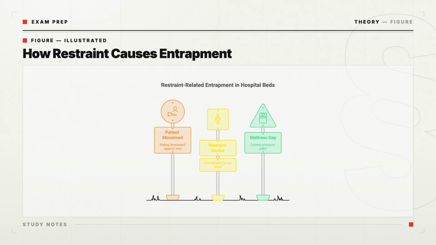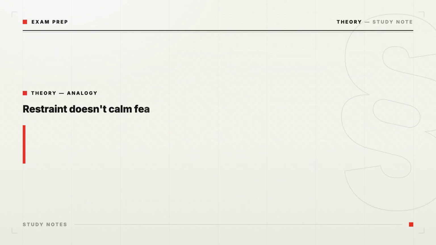This is why entrapment is so dangerous. A confused patient sliding against a vest or working a limb between the mattress and the rail can end up with pressure across the neck or chest that stops breathing. It happens fastest in exactly the patients restraints are used on.